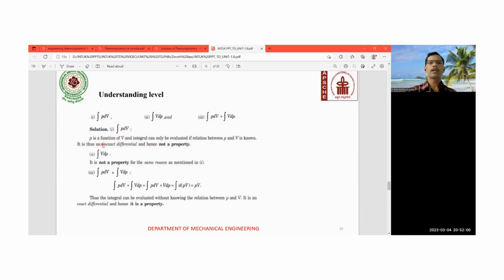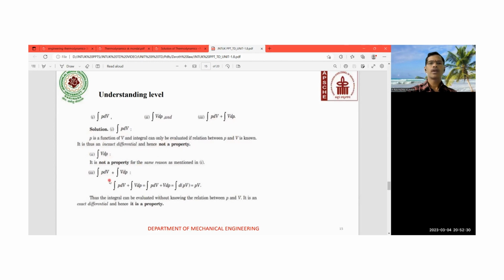So it is an inexact differential, because PdV work is nothing but an inexact differential work, and hence it is not a property. That's why work and heat are not properties of a system. Next, there is VdP. It is also not a property for the same reason, because here V is a function of P and the relation. The third equation, that is PdV plus VdP.